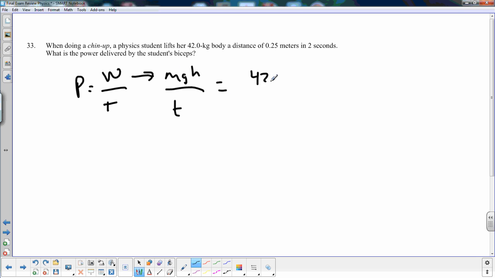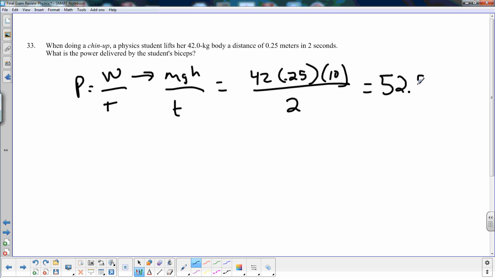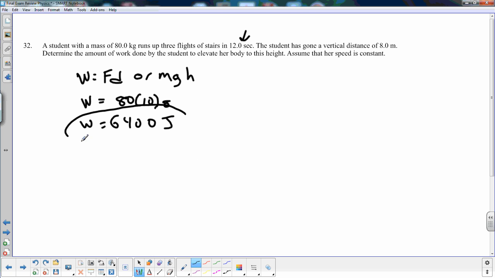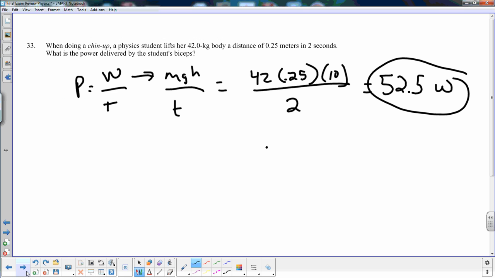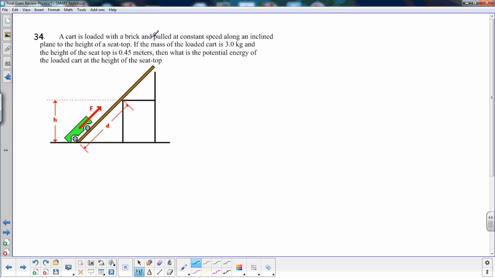Next, a cart is loaded with a brick and pulled at a constant speed along an inclined plane to the height of a tabletop. If the mass is 3 kgs and the height is 0.45 meters, what's the potential energy of the cart at the top? Potential energy equals mgh. This gravitational potential energy is mgh. So 3 kilograms times 0.45 meters times the gravity. So we will get 13.5 joules.